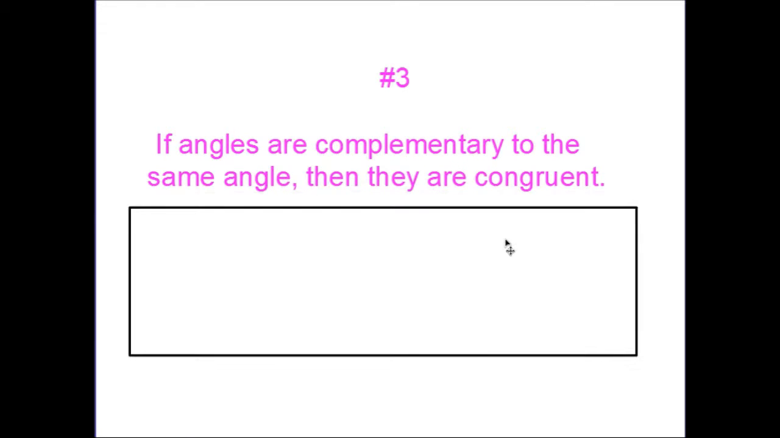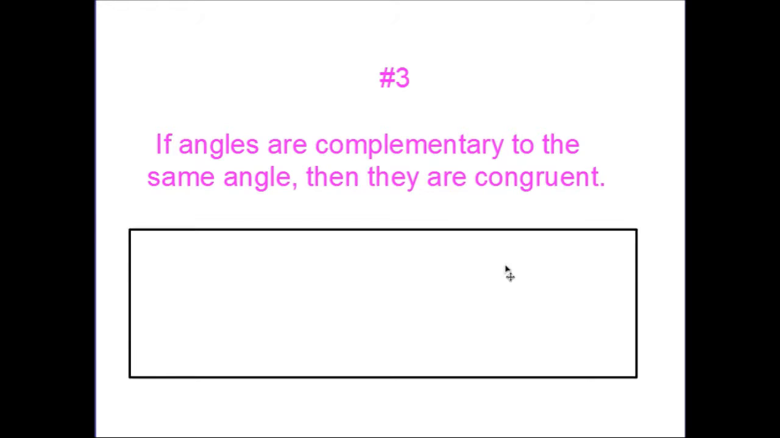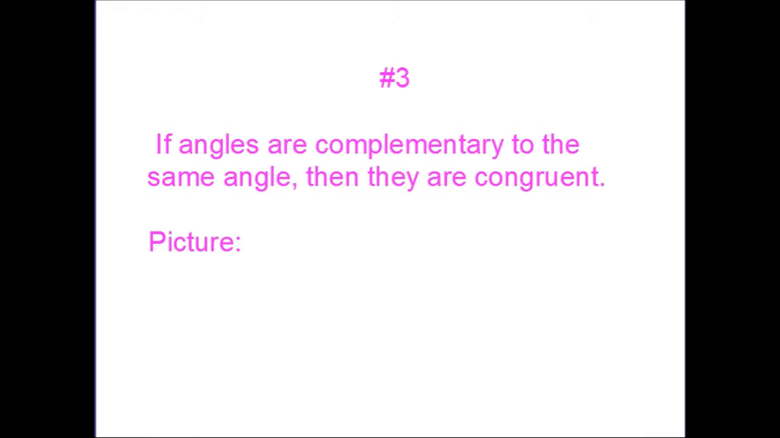Alright, we're up to our third theorem. So here we go. If angles are complementary to the same angle, then they are congruent. Didn't we just do that theorem? Almost. We did it with supplementary. So let's see what this picture is going to look like. Let's draw this out. Let's say that we have angle A, and let's say angle A is going to be 40 degrees. And let's say that we know that angle A is going to be complementary to angle B. What would that make angle B? Well, if they're complementary, angle B would be 50 degrees.